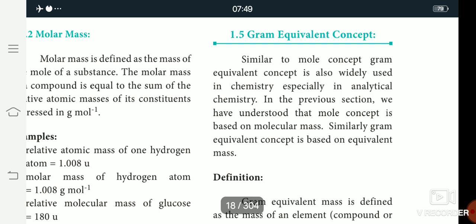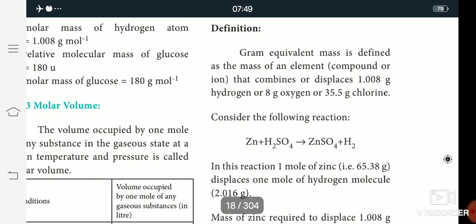Okay, so one of the equations: zinc reacts with sulfuric acid to give the products zinc sulfate plus hydrogen. So in this reaction, hydrogen is displaced, in the H2.